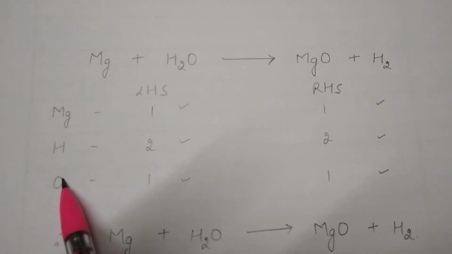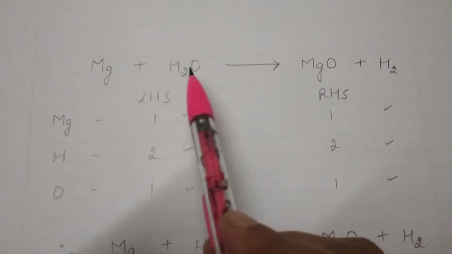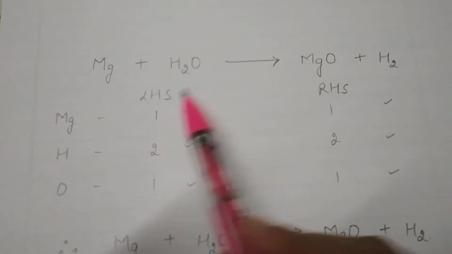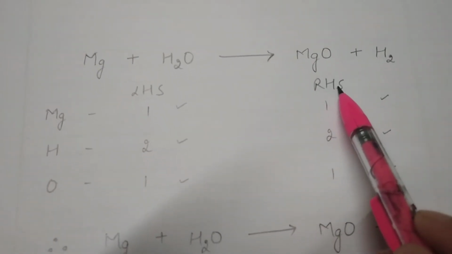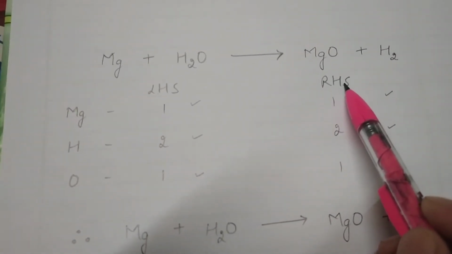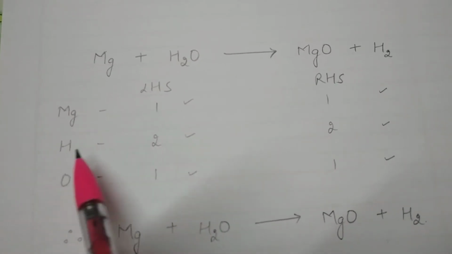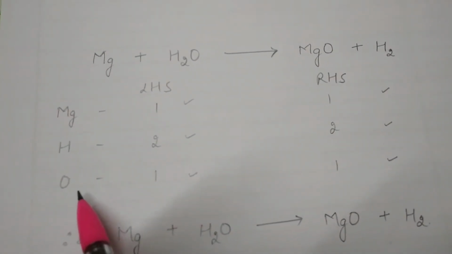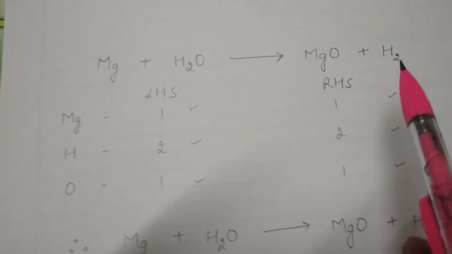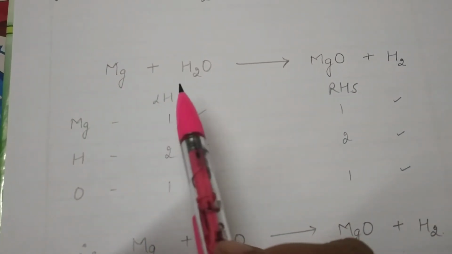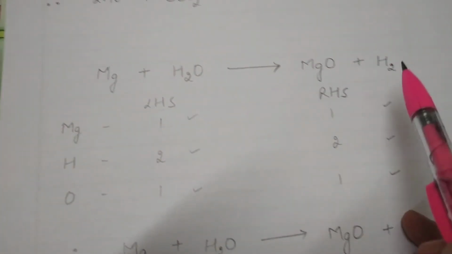Now, as you can see, I have done a bit of mathematics. I have written LHS means left hand side, RHS means right hand side. So here I'm going to check the number of atoms of magnesium, hydrogen and oxygen on both the sides of this reaction. On the left side of the arrow, that is the reactant side, and on the right side of the arrow, that is the product side.